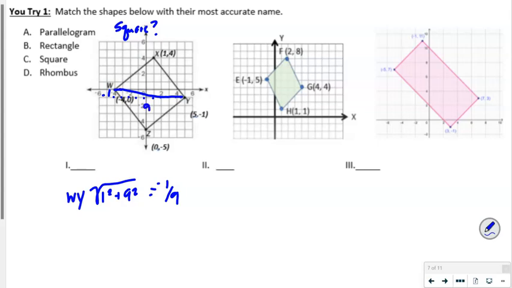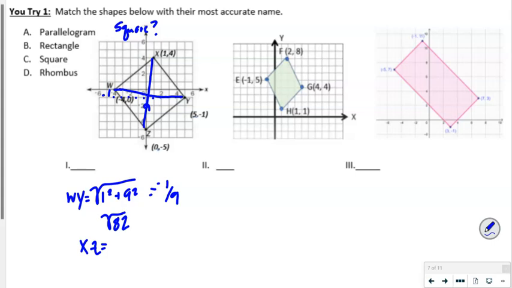So that's going to be 1 squared plus 9 squared. That's going to be the square root of 82, right? Okay. So now, how do we determine if this is a square? We're going to determine if the other diagonal is congruent and perpendicular, okay? So we're going to look at XZ.